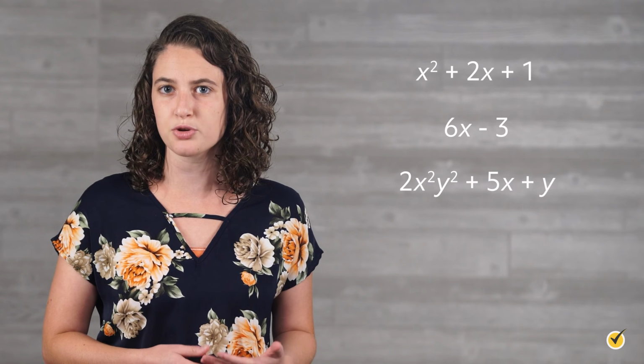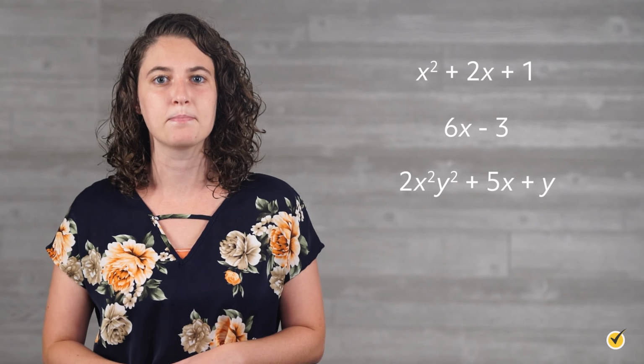In math, we use the word polynomial to refer to an expression that has one or more terms added and subtracted with each other. Polynomials usually involve a variable like x raised to different powers. Some examples of polynomials are x squared plus 2x plus 1 and 6x minus 3. Some polynomials may even include more than one variable, like the polynomial 2x squared y squared plus 5x plus y.